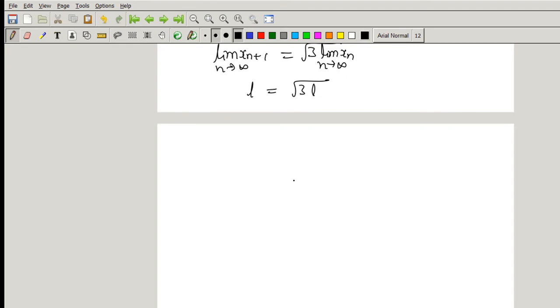Squaring on both sides and simplifying, we will have L square minus 3L is equal to 0. L into (L minus 3) is equal to 0, which implies L is equal to 0 or L is equal to 3. So the sequence converges either to 0 or to 3.